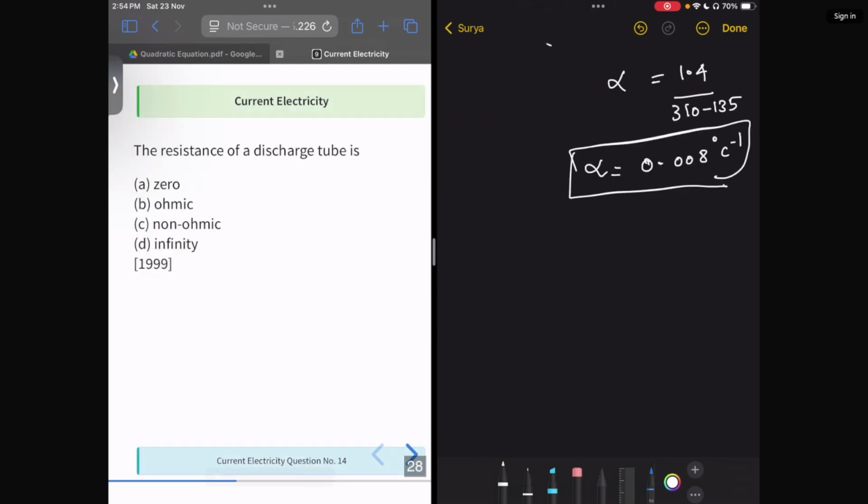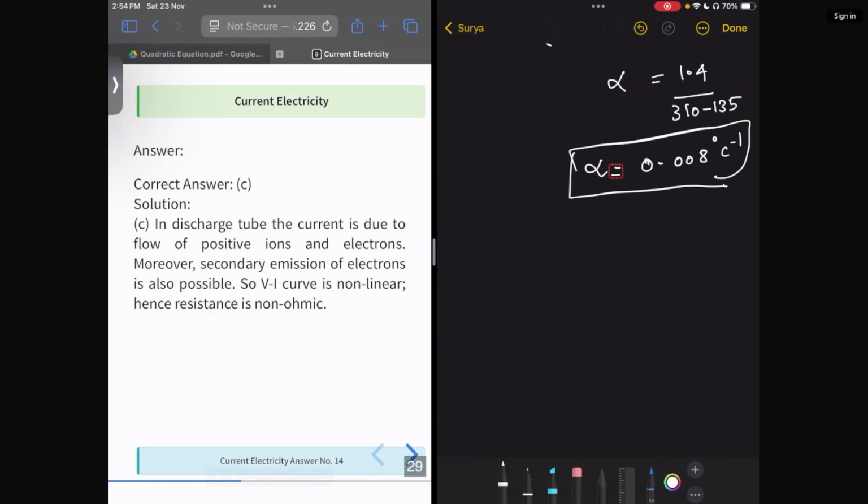So next question. The resistance of a discharge tube. What is a discharge tube? In a discharge tube, the current is due to the flow of positive ions or electrons. Moreover, secondary emission of electrons is also possible. So the VI curve is non-linear and the resistance is non-ohmic. So it is not ohmic, it is non-ohmic. Option C.